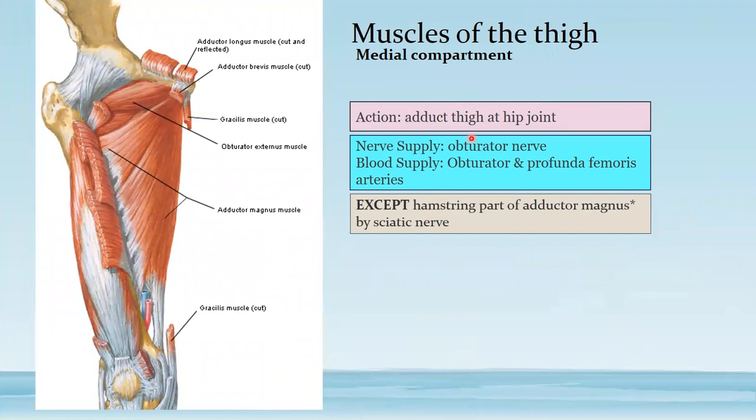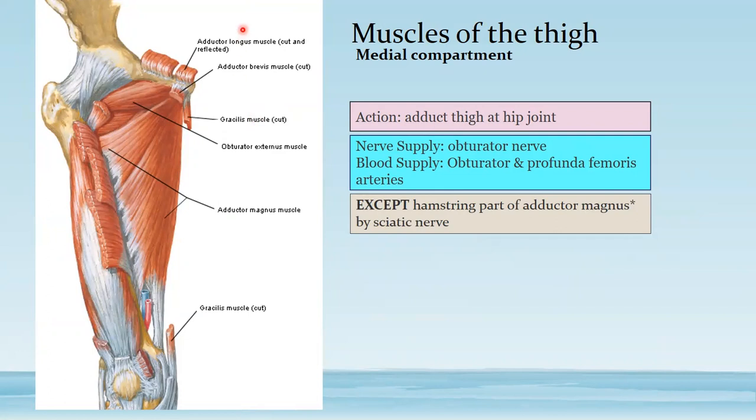The action of the muscles in this medial compartment is to adduct the thigh at the hip joint. They are supplied by the obturator nerve, and the blood supply is by the obturator and profunda femoris arteries, except for the hamstring part of adductor magnus. I'm going to talk about this later. The hamstring part of adductor magnus is supplied by the sciatic nerve.